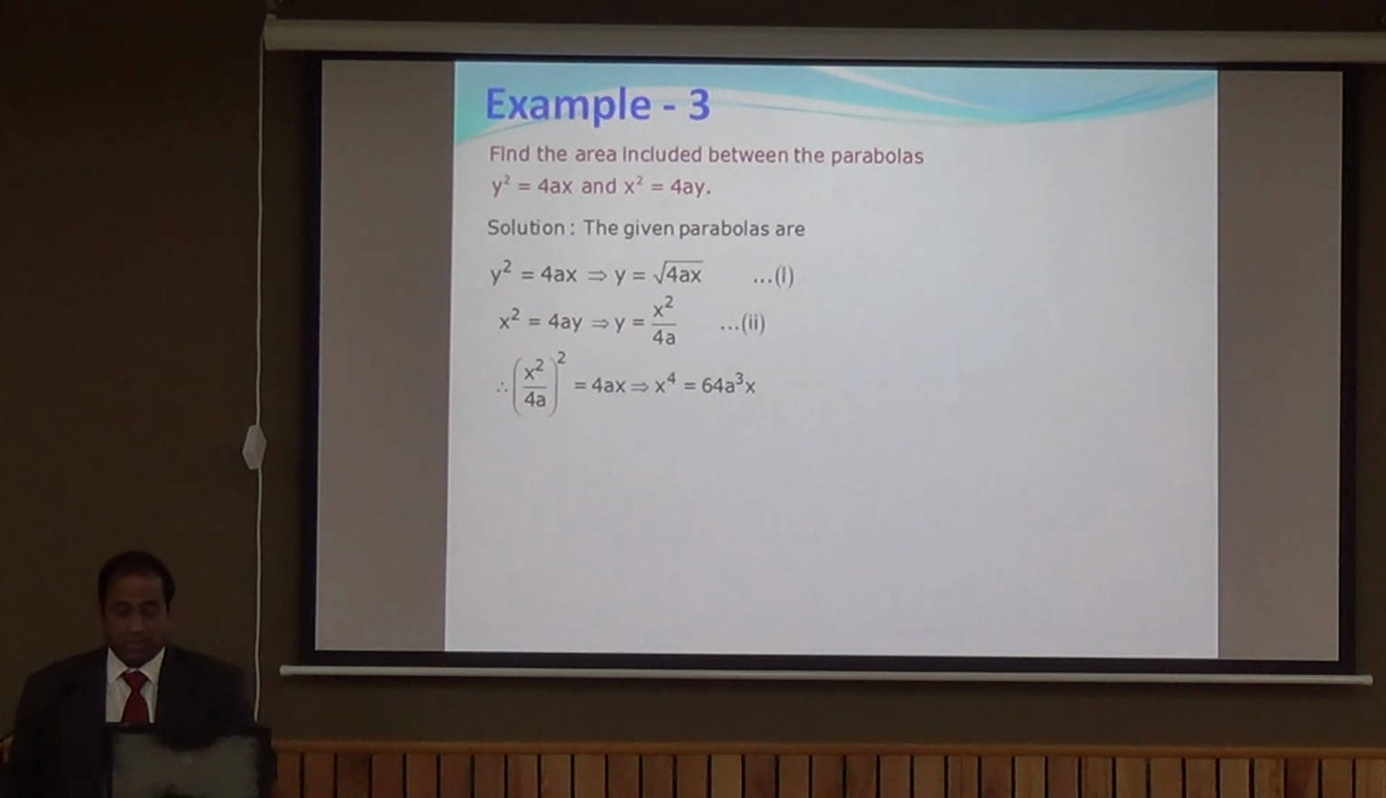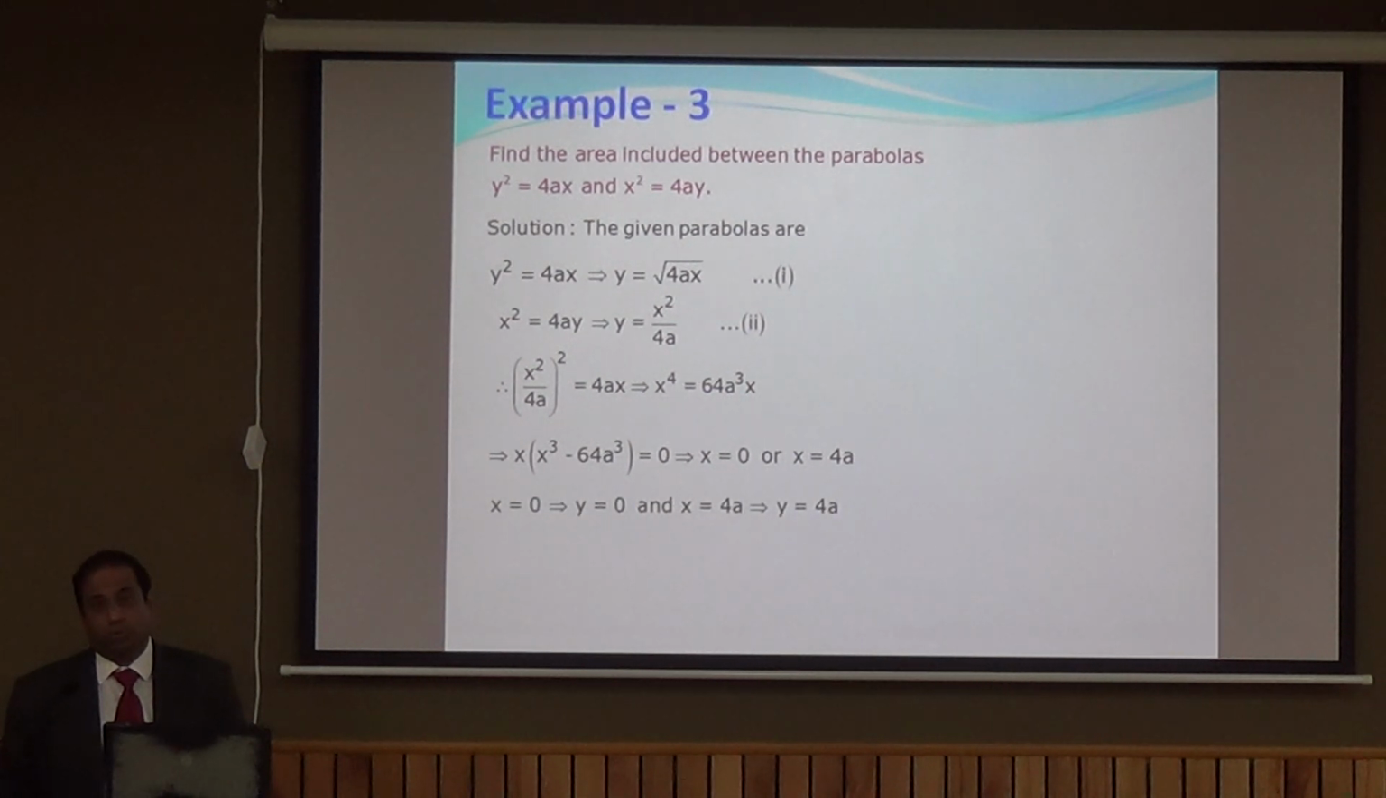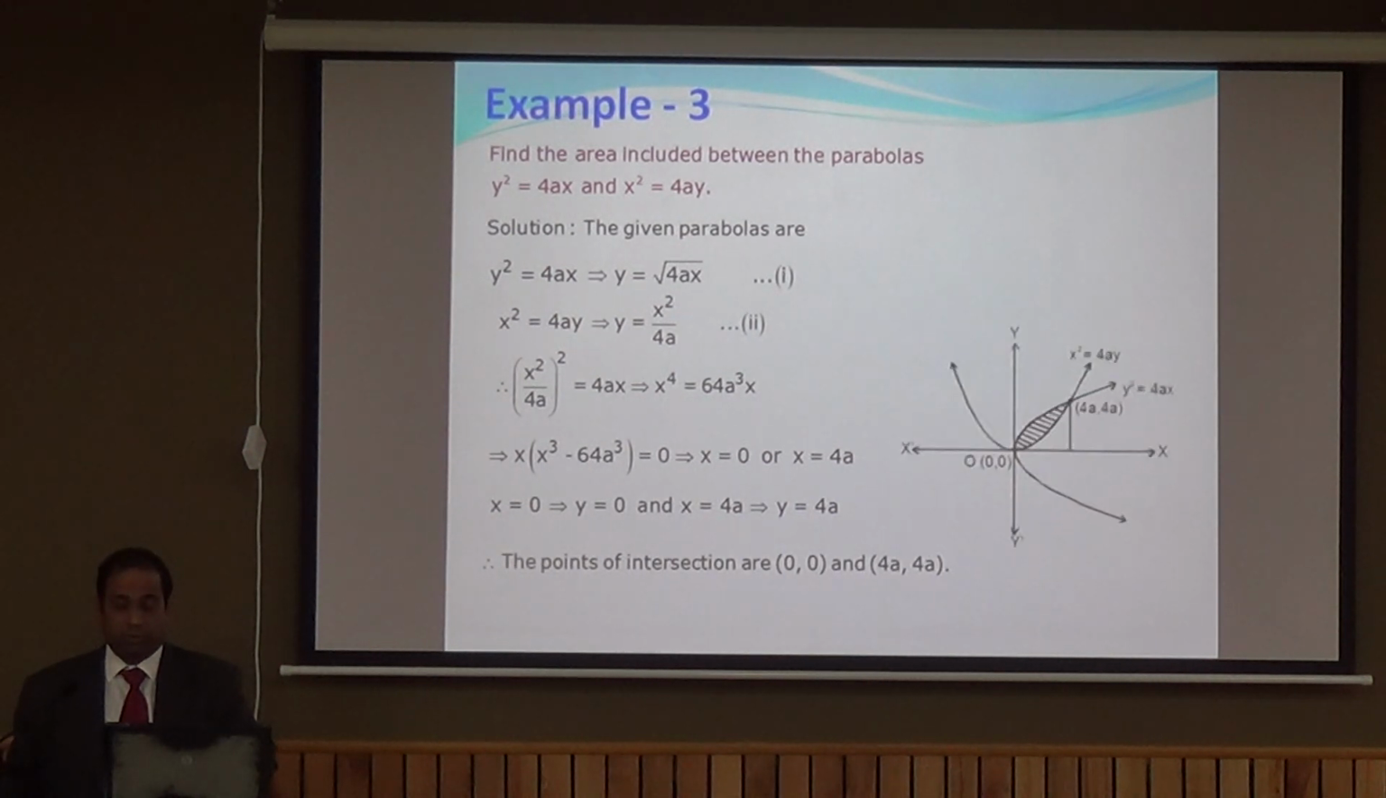We need to find the point of intersection of the two parabolas, and we get x is equal to 4a and y is also equal to 4a. Once we get the point of intersection of the parabolas, we will trace the curve to find the area which we need to calculate.